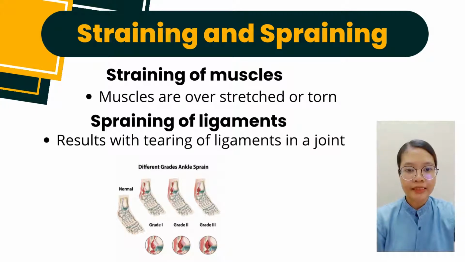Straining of muscles is a type of injury from mechanical hazards that makes our muscles overstretched or torn. It is a condition characterized by stretching or tearing of a muscle. The strain often occurs in the lower back and in the muscles in the back of the thigh.